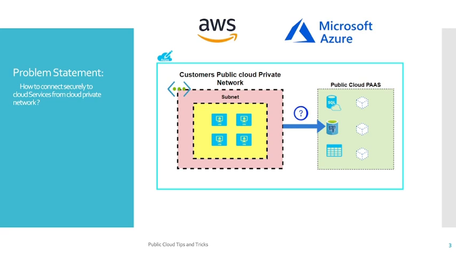So today's problem statement: how to connect securely to cloud services from a cloud private network. When I say customers' public cloud private network, for Microsoft Azure, you will find it as virtual network, VNet, and for Amazon Web Services, you will find it as VPC. And when we say connectivity from the virtual network or from the VPC to the public cloud PaaS services, that means the connectivity will move outside of your private network. So how can that connectivity be established securely from your private network to PaaS services?